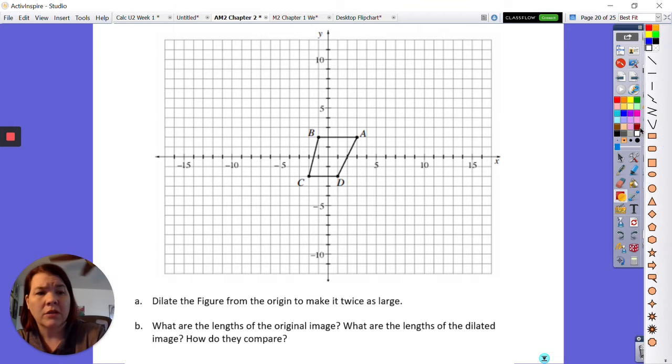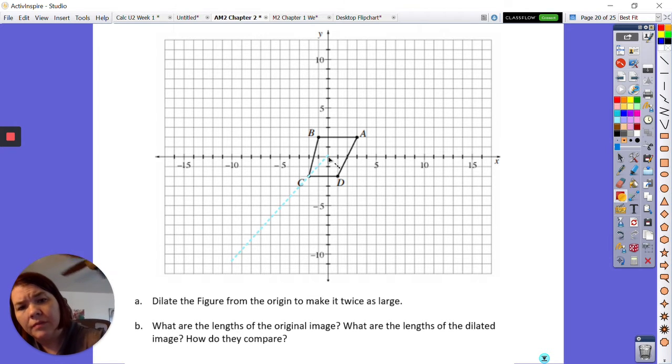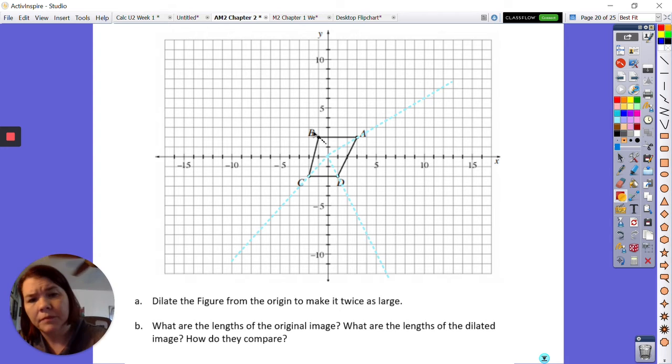So I'm going to go ahead and do dashed lines. I'm going to make them blue. Which color do I have? There we go. That's the one I want. Okay, so we need to go from the origin and through each point. These are very light lines because I don't want them to be in the way, but they need to be there because my points need to lie on those lines. So my new points will need to lie on the lines I've just drawn from the origin.